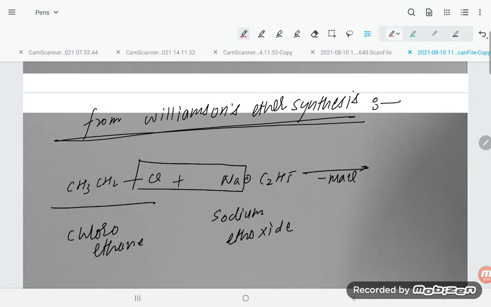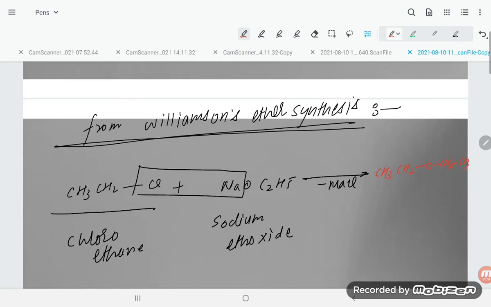So dear student, what will happen, this Cl and this Na is out, so minus NaCl. So what is going to be formed, student? Here you see CH3CH2O, here is CH2 and CH3. So dear student, this is what is known as ethoxyethane, right?